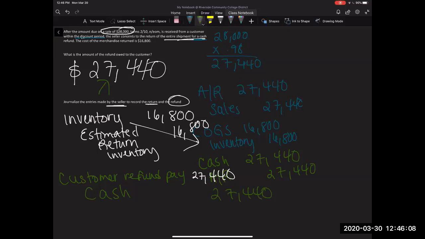Hopefully you got that and how we went step by step to identify it. Again, it did not ask for this part and it did not ask for this part, but it's just good practice to get into the habit of writing out those journal entries so you understand what they look like. It becomes easier to do the other portions of the problem. With that, I am going to stop this video and then we're going to pick up on doing adjusting entries.